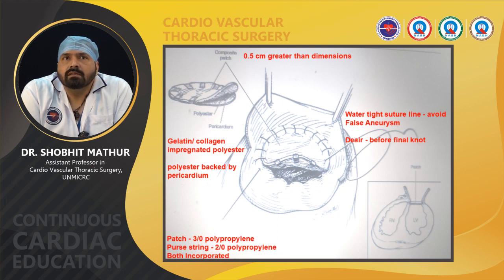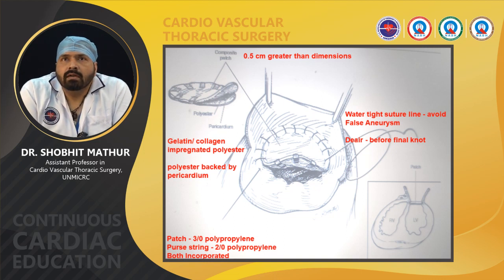So this composite patch can then be sutured to the defect. We have already discussed that the size of the patch has to be 0.5 centimeter greater than the dimension. It has to be a gelatin or collagen impregnated polyester, or a polyester backed by pericardium patch. So the purse string was taken with a 2-0 running Prolene suture, and the patch gets sutured by 3-0 Prolene or 3-0 polypropylene. Both are incorporated into each other, and finally it will look like what is shown in the diagram.